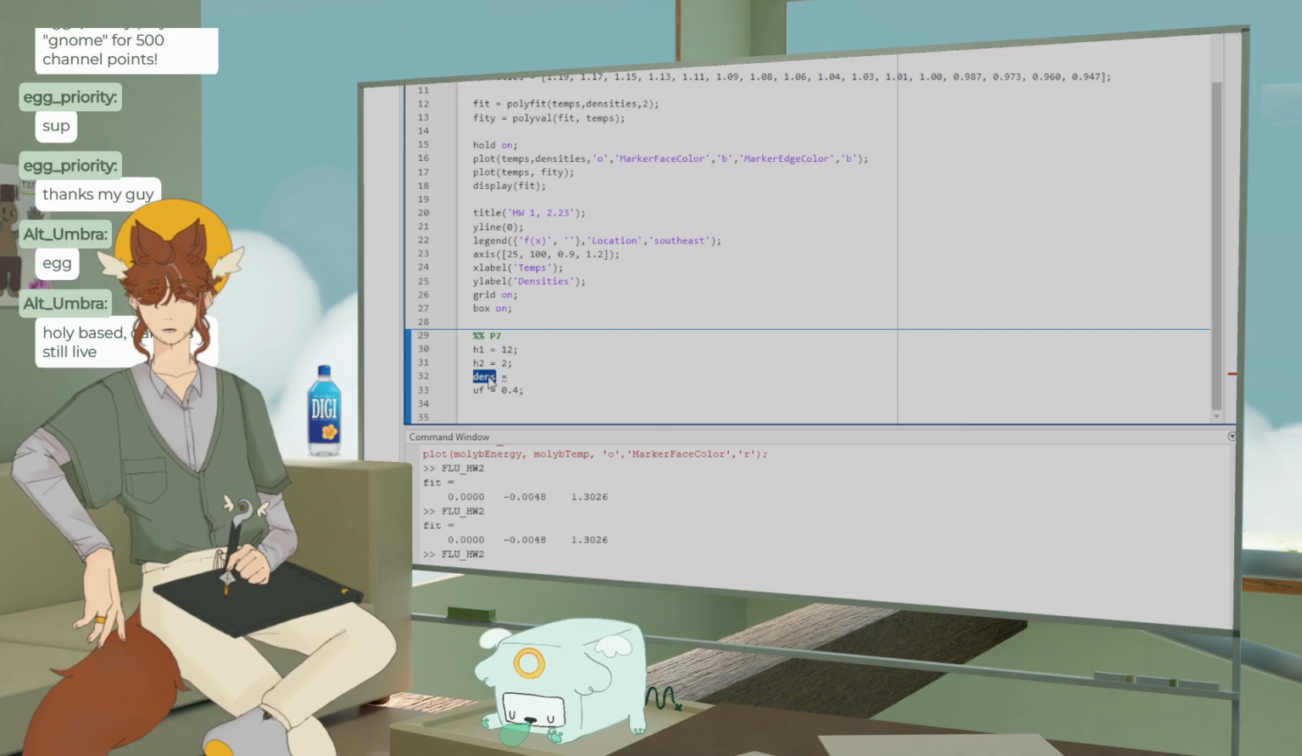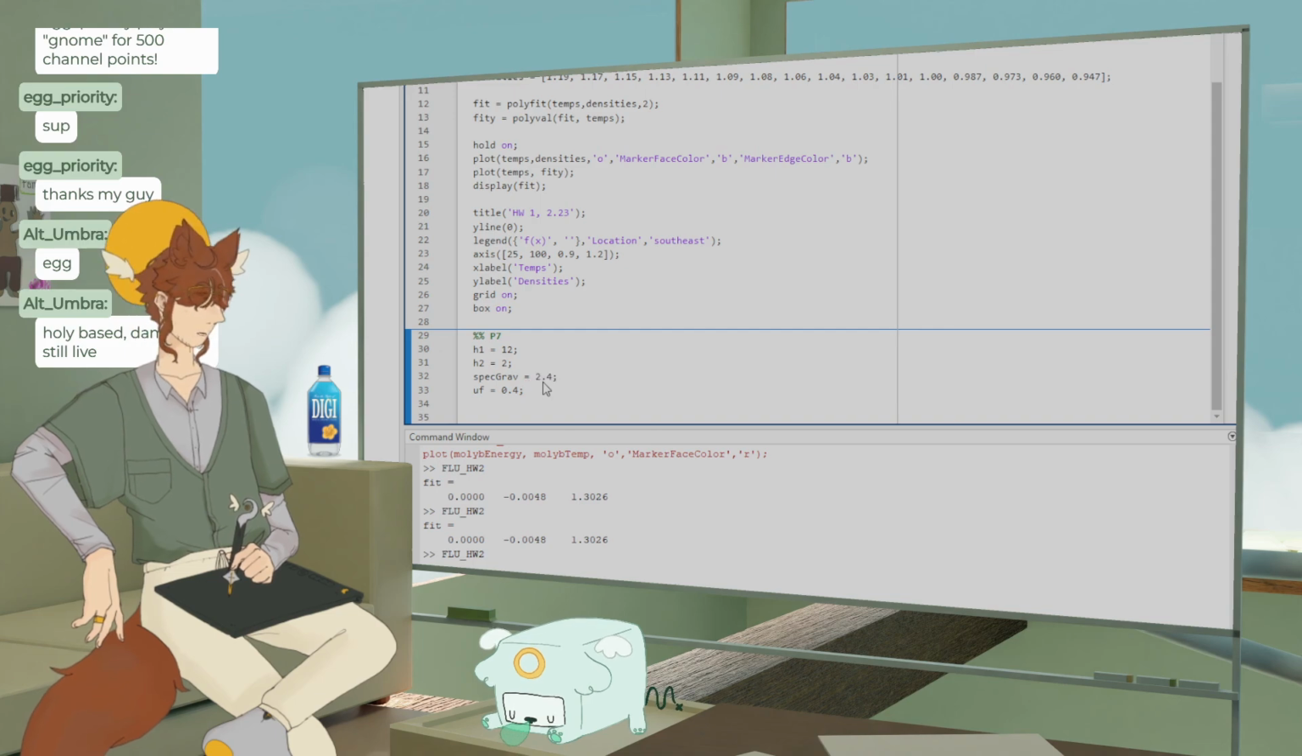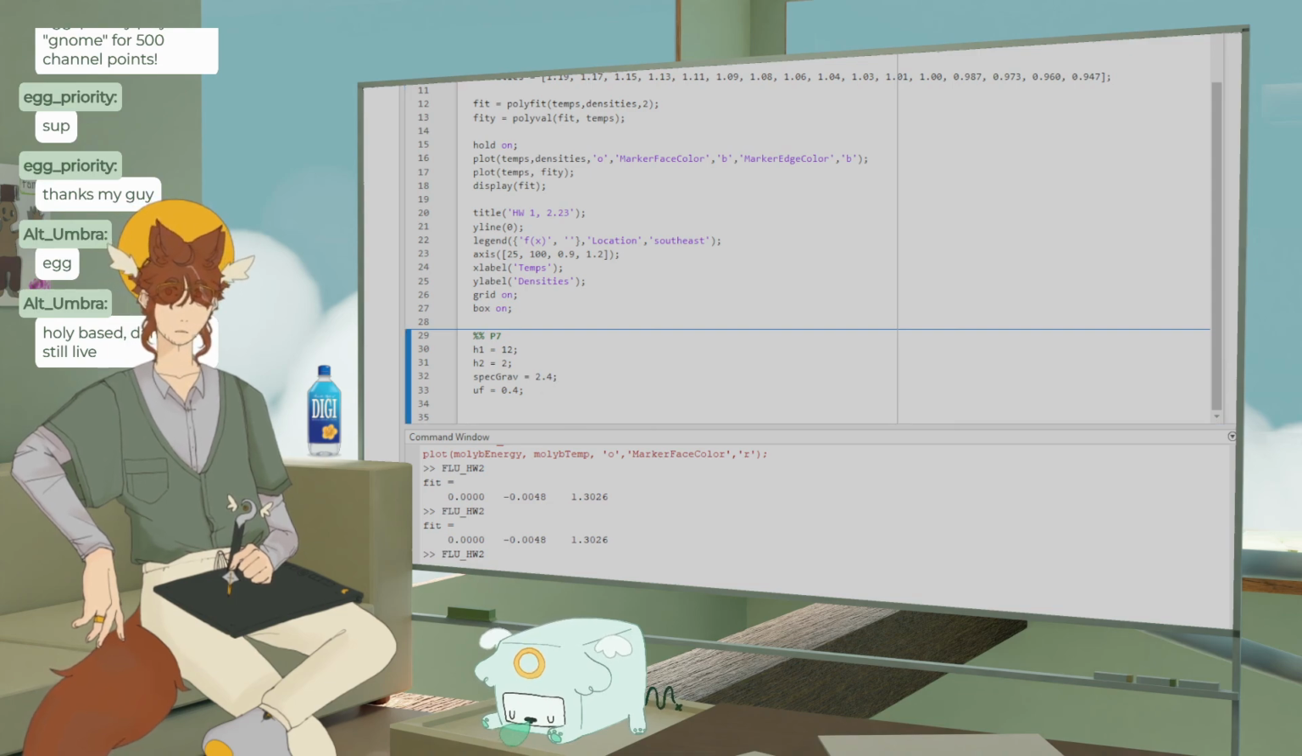Okay, so not density, this is gonna be spec grav equals, what do you say, 2.4? Now 2.4 what? It should be okay with units, I think. And then we're gonna say... I'm gonna have to solve for B real quick in my head, but we can figure that out. I'm really excited to see what a plot of this looks like.